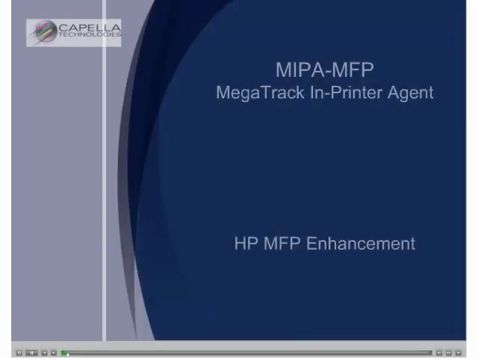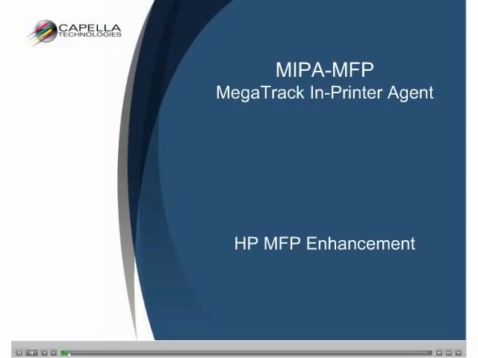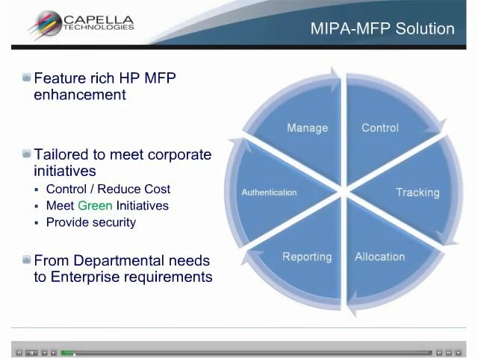management. In this on-demand training, we will give an overview on MIPA MFP, MegaTrack Imprinter Agent, and HP MFP Enhancement. MIPA MFP is a feature-rich, cost-effective solution for the HP MFP devices. It's targeted to help organizations meet their corporate initiatives, such as controlling or reducing cost, meeting green initiatives, or providing enhanced security. It's a perfect solution whether you have a departmental need to an enterprise-wide requirement.